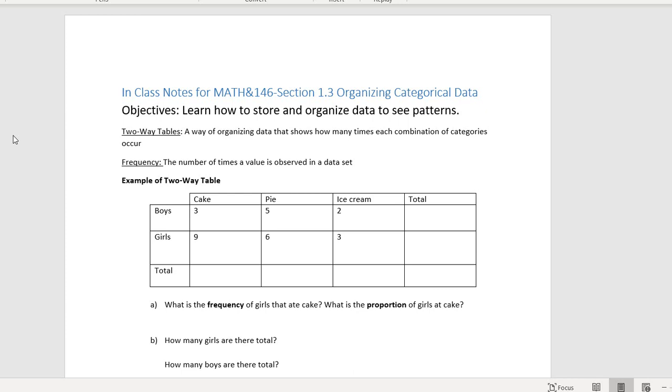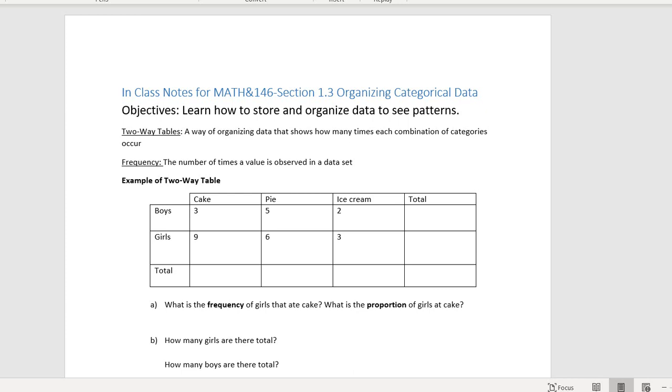Going to be talking about section 1.3, which is how we organize categorical data. So when we do this, we're going to be using a two-way table. And that's going to allow us to organize data that shows how many times each combination of categories occurs.